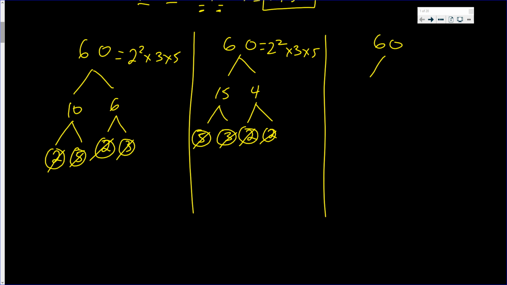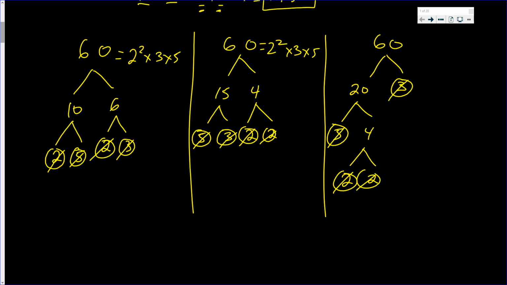Somebody could have said 60 is 20 times 3. 3 is prime. 20 is not. 20 is 5 times 4. 5 is prime. 4 is not. It's 2 times 2. If you notice, we got 2 factors of 2, 1 factor of 3, and 1 factor of 5.